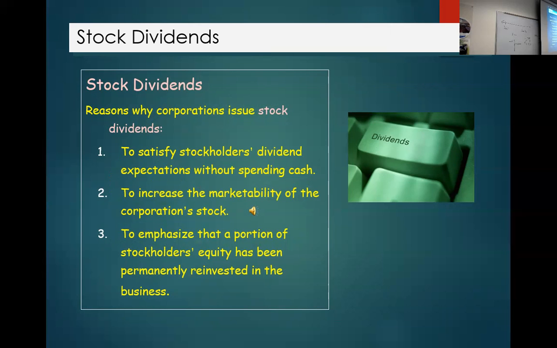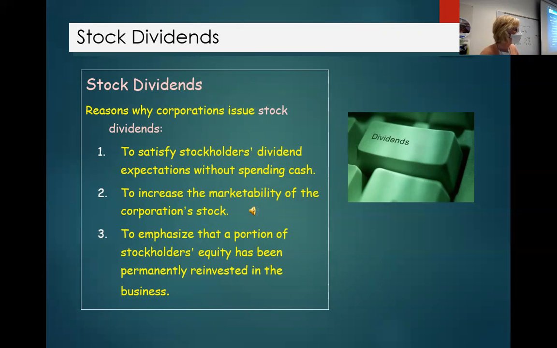So what's the difference between a stock dividend and a split? In the case of a stock dividend, they're actually increasing the number of shares outstanding, and with splits, they're just changing the par value and increasing the number of shares. Okay. So with the stock dividend, the par value is the same.